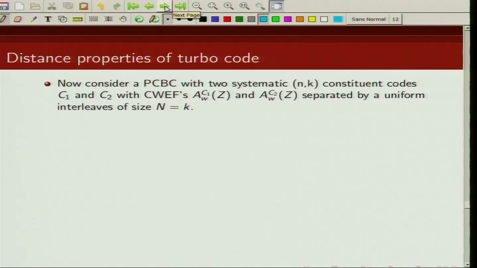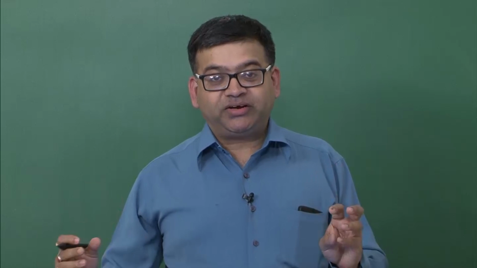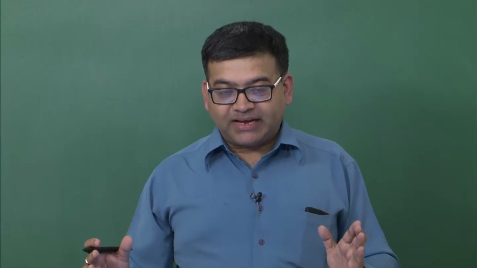Now let us consider a parallel concatenation of these two Hamming codes. We have these two systematic Hamming codes C1, C2, whose conditional weight enumerating functions are given by this and this, and we apply this concept of uniform interleaver to find out the conditional weight enumerating function of the parallel concatenated code.